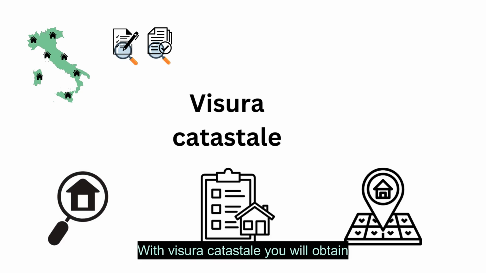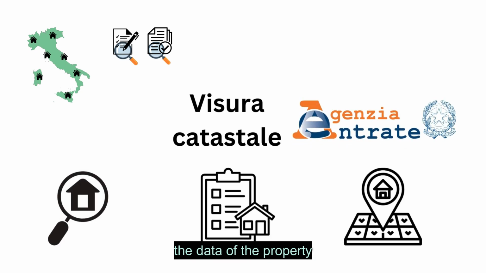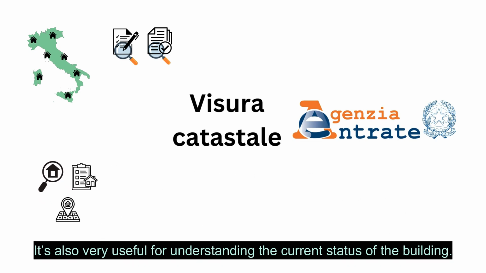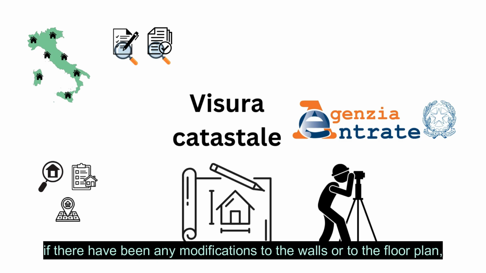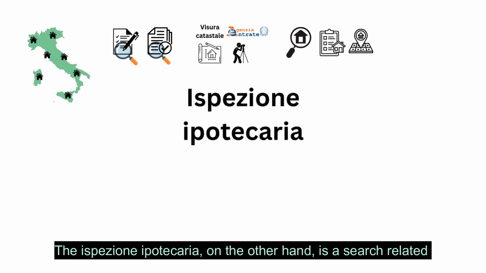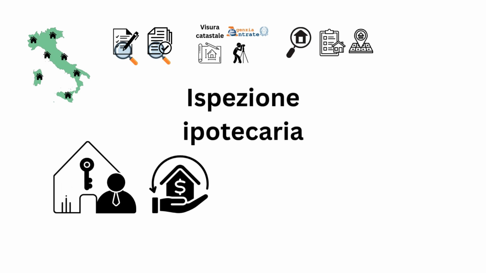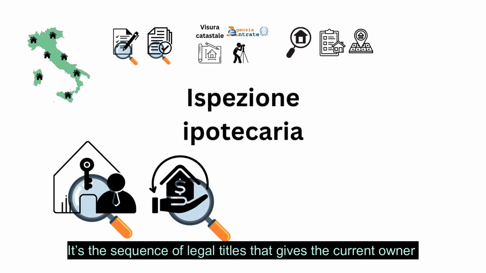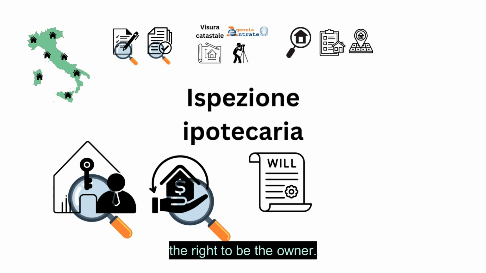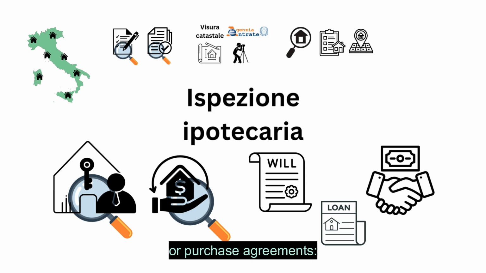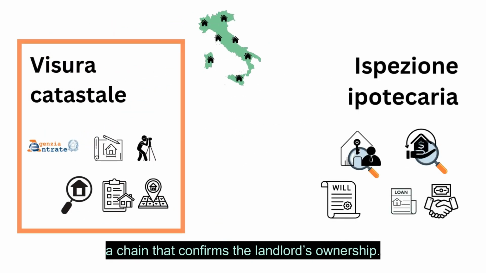With the Visura Catastale, you obtain the data of the property as registered with the Italian Agenzia delle Entrate. It's also very useful for understanding the current status of the building. If there have been any modifications to the wall or to the floor plan, those kind of changes must have been registered. The Ispezione Ipotecaria, on the other hand, is a search related to the actual owner of the property and existing mortgages. It's a sequence of legal titles that gives the current owner the right to be the owner. Generally, it includes a sequence of inheritance wills or purchase agreements, a chain that confirms the landlord's ownership.